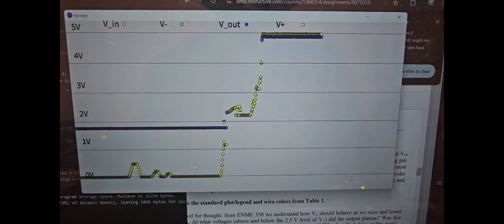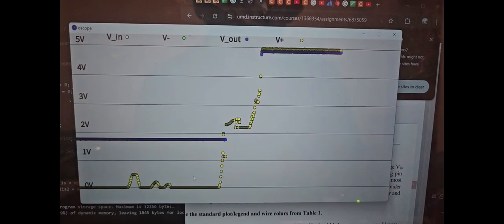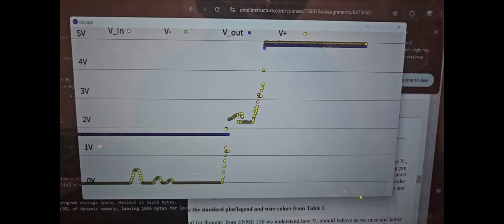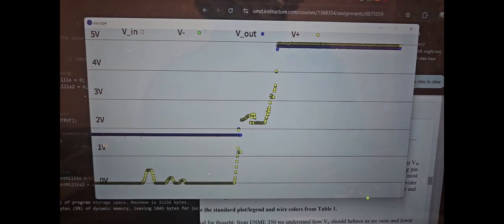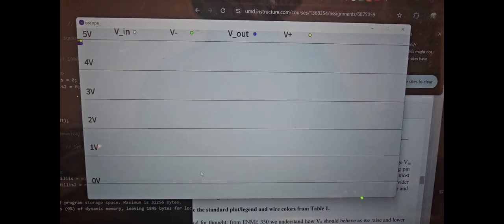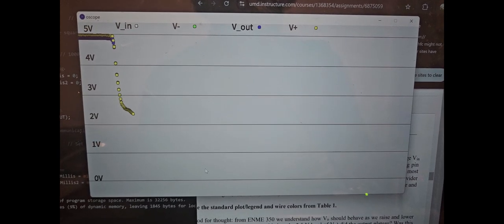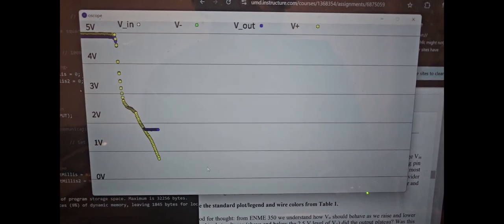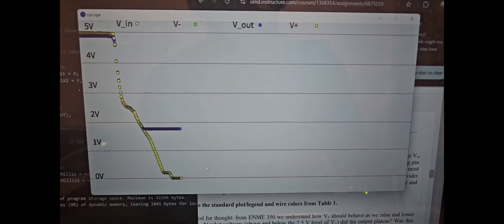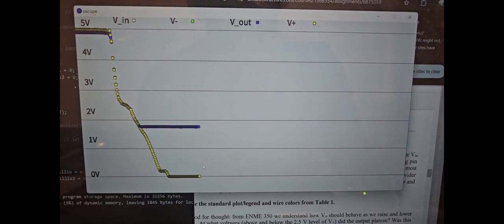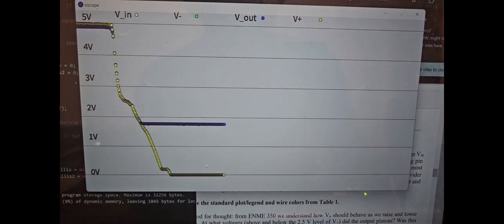So for my voltage follower, we can see that right now all the input voltages, V minus, V out, and V plus, are around the same value. However, once the input voltage falls below around 1.7, V out and V minus will stay around 1.7 while the rest are allowed to decrease to 0.